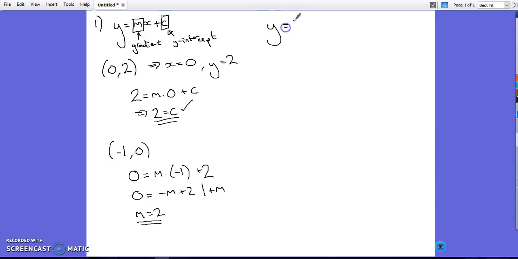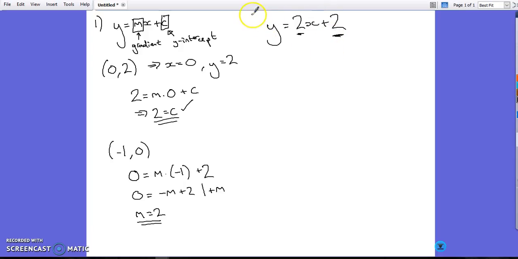So y is equal to 2x plus 2, and that shouldn't come as any surprise because the graph crosses the y-axis at 2, which is why this is 2, and the gradient's 2 because each time you go along 1 in the x direction, you go up 2 in the y direction.